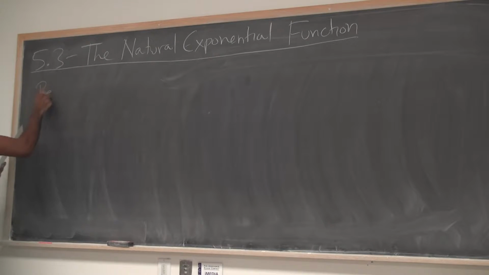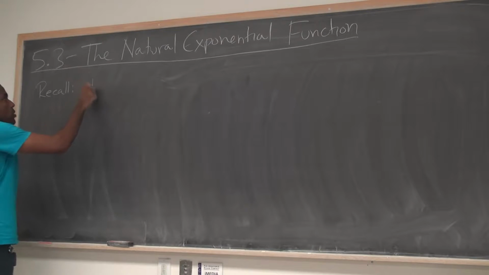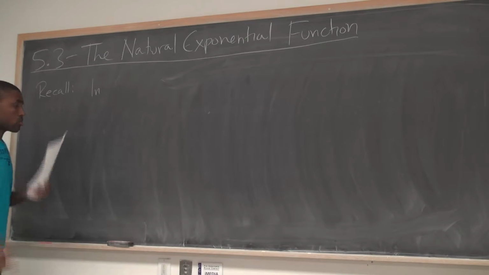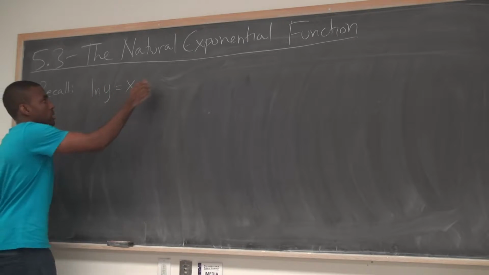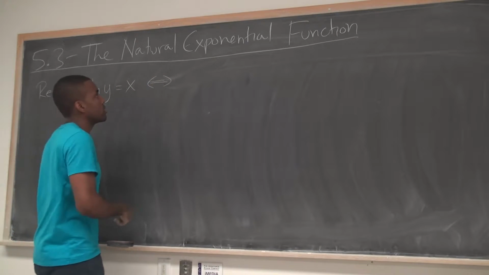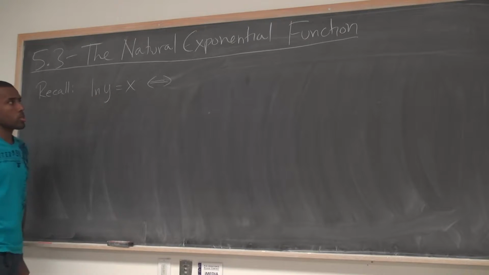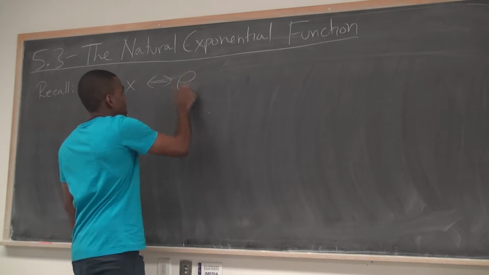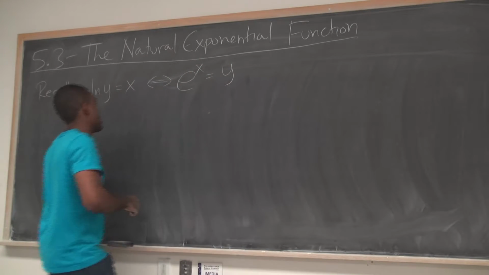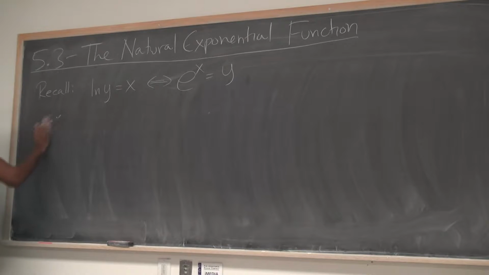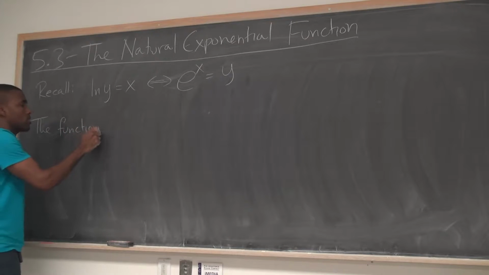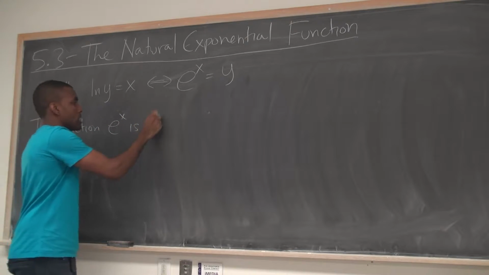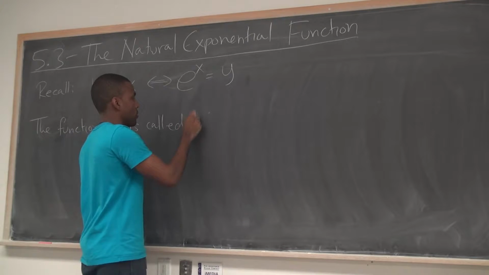So recall that ln of y equals x is the same as saying, remember here, the base is e, but they don't write it. By the definition of a log, what do we get? e to the x equals y. The function e to the x is called the natural exponential function.